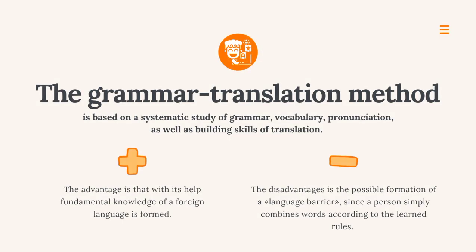There are many traditional methods of learning foreign language which are quite effective in certain conditions. Often the traditional way of teaching language is understood as the grammar translation method. This method is also called the classical traditional method, which began to take shape in the 18th century. This method is based on a systematic study of grammar, vocabulary, pronunciation, as well as building skills of translation.